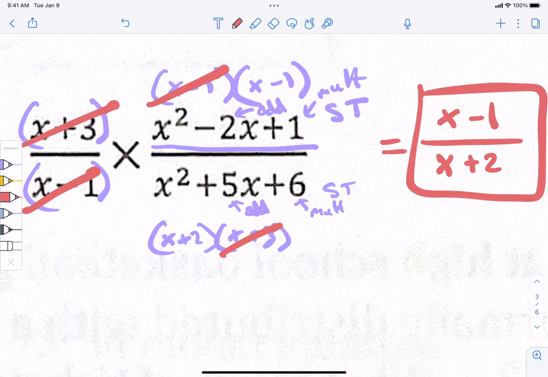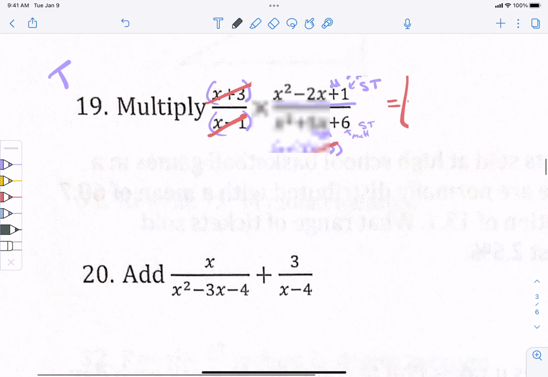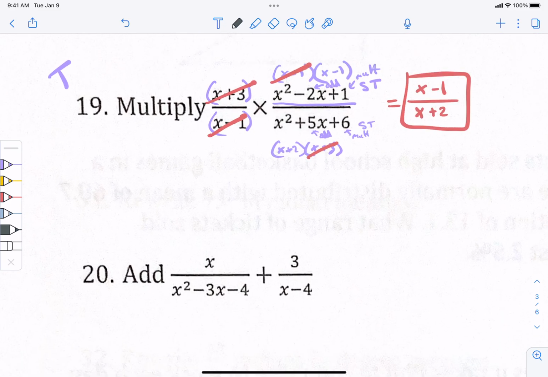I've had people before that try to cancel this x with this one. Can you do that? No. And have negative 1/2? I've seen that before. No, because they're trapped, right? The x and the 1 are trapped together. Okay, good? All right, number 20 is a little bit different because we are adding.